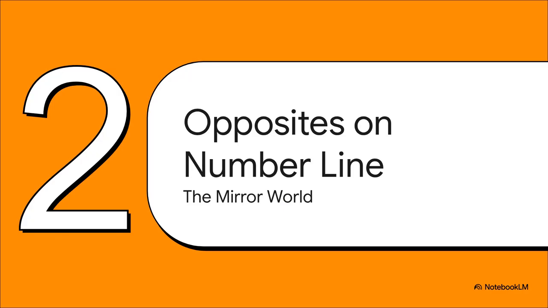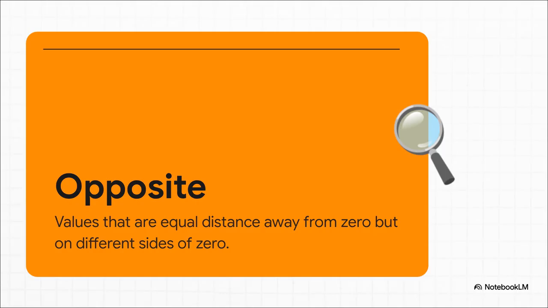Moving on to Section 2, opposites on the number line, the mirror world. Okay, so I want you to imagine that zero anchor as a giant mirror. The numbers on one side reflect perfectly onto the other side. Opposites are just values that are an equal distance away from zero, but on different sides. The absolutely crucial point to remember here is that they can be positive or negative, but what actually binds them as opposites is that perfectly identical distance back to that zero anchor.